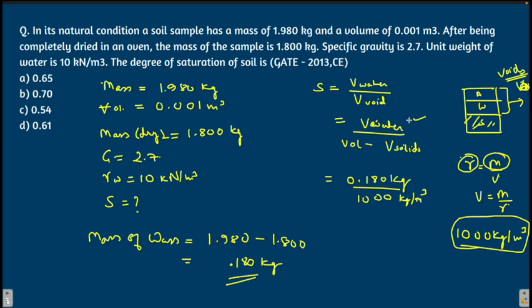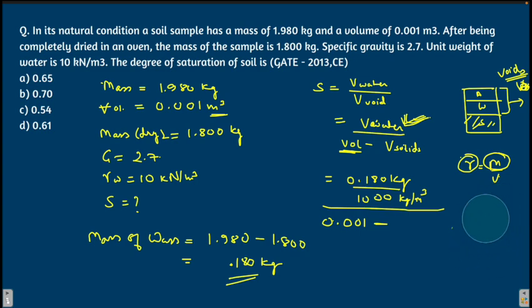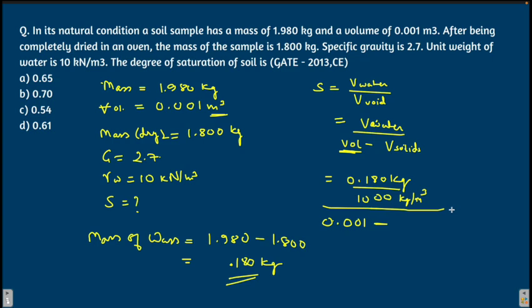Now once we got the volume of water, this point is clear. Now total volume we already know, it is given in the question. It is again in meter cube, minus volume of solids. Again we'll use the same concept. Volume of solids is nothing but the mass divided by density. So what is the mass of dry solids? If we want to find the volume, we'll be doing mass by density.